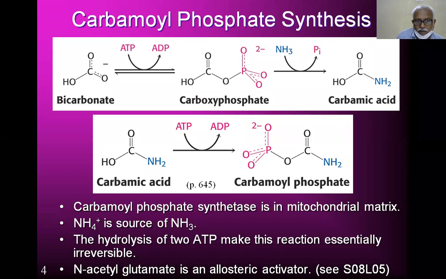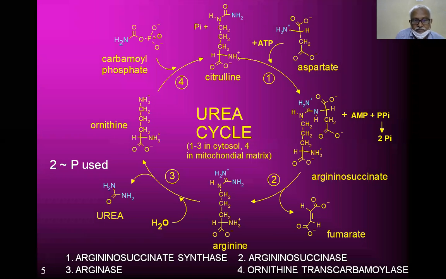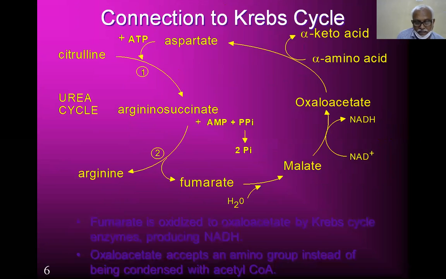Carbamoyl phosphate synthetase is in the mitochondrial matrix. The NH4 ion is the source for NH3, ammonia. The hydrolysis of 2 ATP makes this reaction essentially irreversible. N-acetyl glutamate is an allosteric activator. N-acetyl glutamate is available in the market as Nephrosafe. So you know this is the urea cycle with all structures: argininosuccinate synthase, argininosuccinase, arginase, ornithine transcarbamylase.